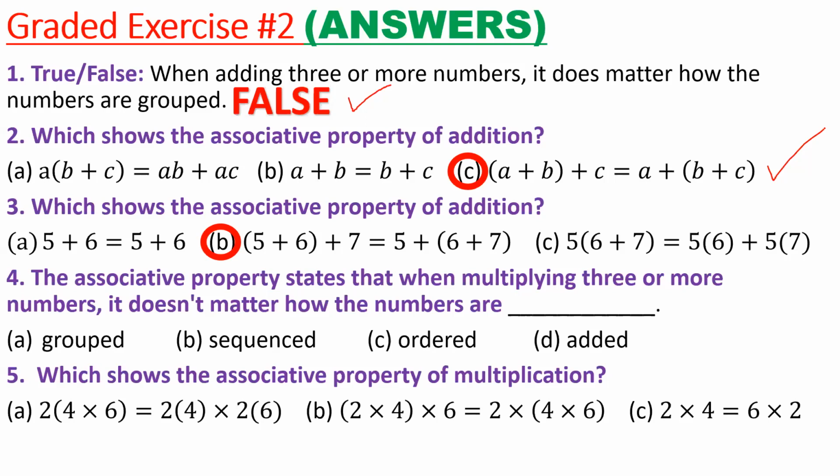The associative property states that when multiplying 3 or more numbers, it doesn't matter how the numbers are blank. What is it? A. A. It doesn't matter how the numbers are grouped. Very good. And number 5, finally, which shows the associative property of multiplication? B. Very good. B.